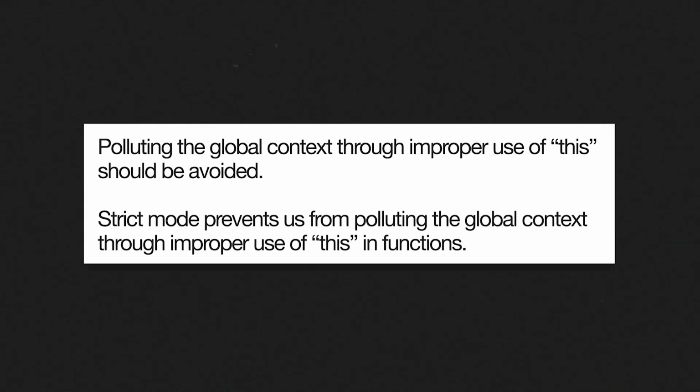We never want to mutate the global context. When this behavior occurs, it is always unintentional because when it happens, it is because a developer misunderstood how this works in a function. And due to this misunderstanding, the global context is mutated. Strict mode is a mechanism in JavaScript that prevents this behavior from happening. So let's look at what effect strict mode has on the behavior of the this keyword in functions.